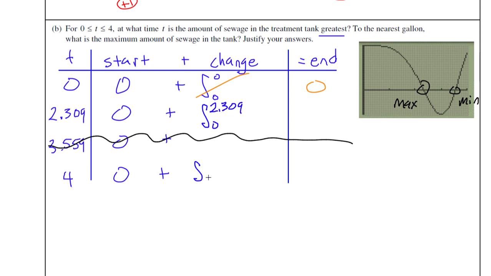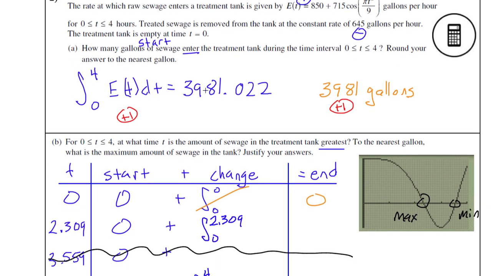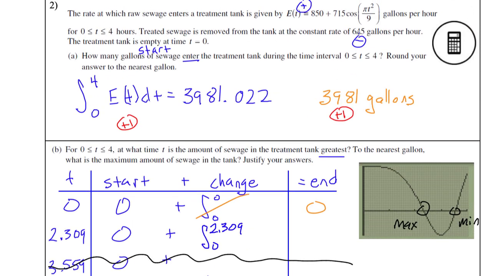2.309. This is going to be the integral between 0 and 4. We found the integral between 0 and 4. That's 3,981.022 plus 0 is itself. So I have capital, oh, that's not right though, is it? Because we're doing capital E of t minus 645.